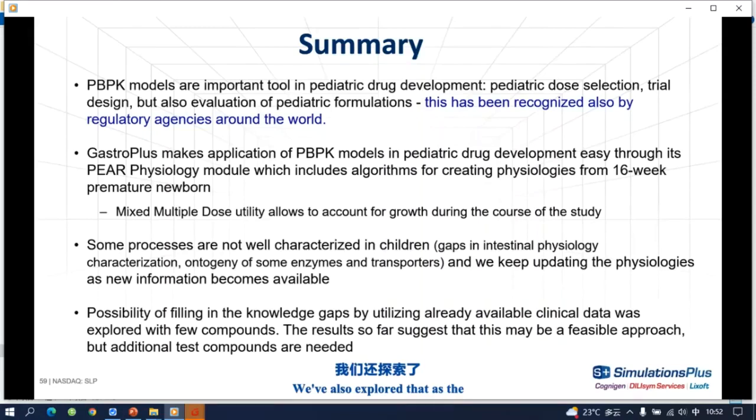And we've also explored that for the processes where the information is still missing, I've shown a couple of examples of whether we could utilize the clinical data that is already out there in children to infer or to guess the ontogeny for the processes that are not exactly characterized or measured yet, and that those could help us to do predictions for the new compounds, for additional compounds, by guessing how the physiology might have been changing.